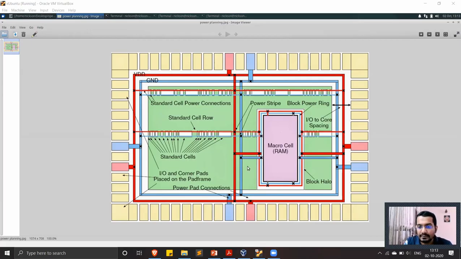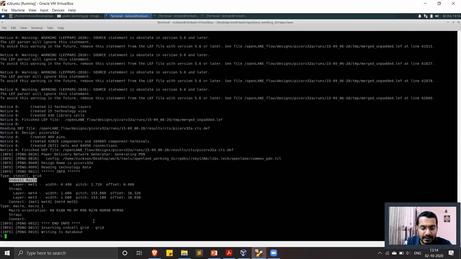Now similarly, if you have a macro in your design, this is how the power goes to the macros. But in our case, we don't have a macro. We have a completely standard cell based design. So this is how the macro connection happens. This diagram gives a picture of how the power comes from outside to the pad, from the pad to the ring, from the ring to the straps, and from the straps to the standard cell rows. This is how we are designing the power distribution network.